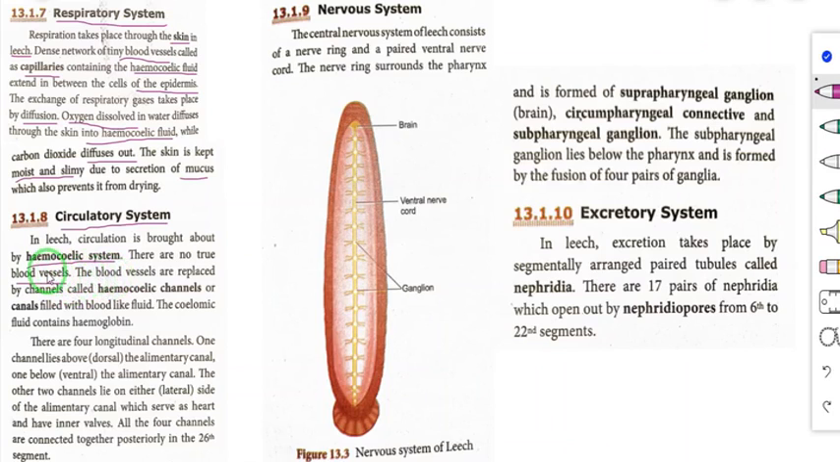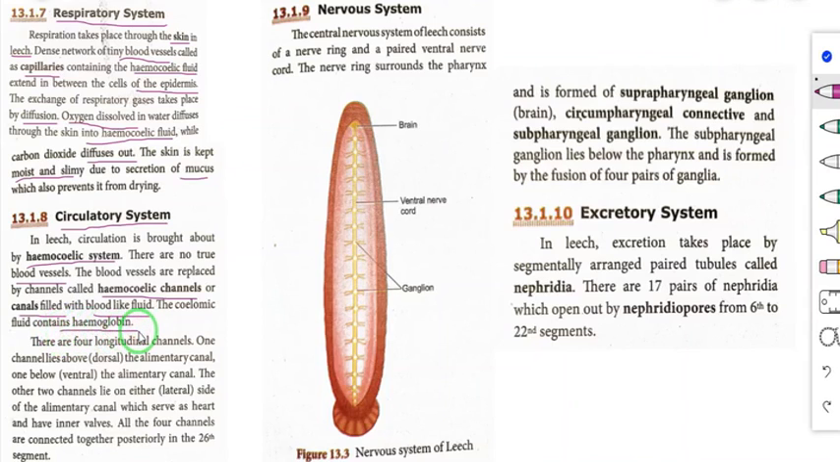So it is known as what? Hemocoelic system. The blood vessels are replaced by channels called hemocoelic channels or canals, which are filled with blood-like fluid. The coelomic fluid contains hemoglobin.